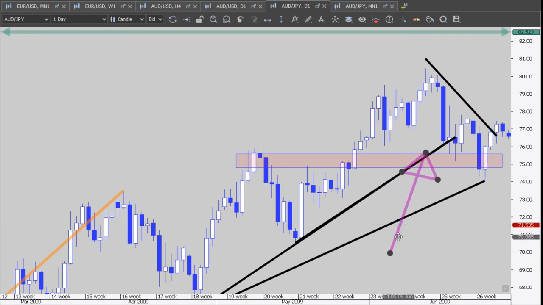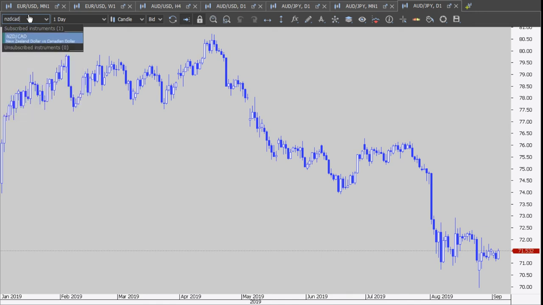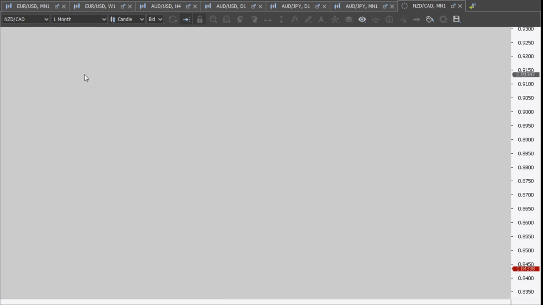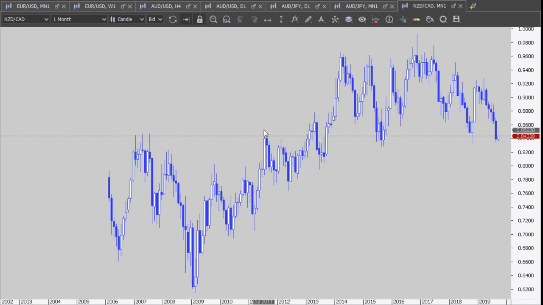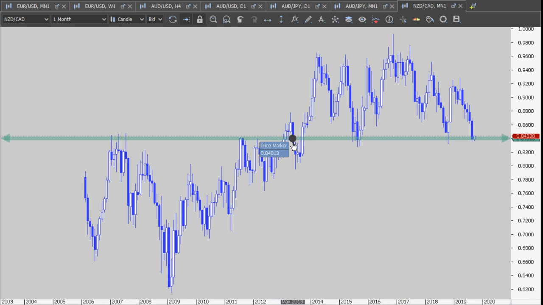Victor, tell me, what is the question? Now, in which time frame will be better to draw support, resistance and pivot point? Okay, everybody. NZD CAD. You go on the monthly chart, and you find your pivot points on the monthly chart. Okay, not weekly, not daily, monthly. This is a rule.